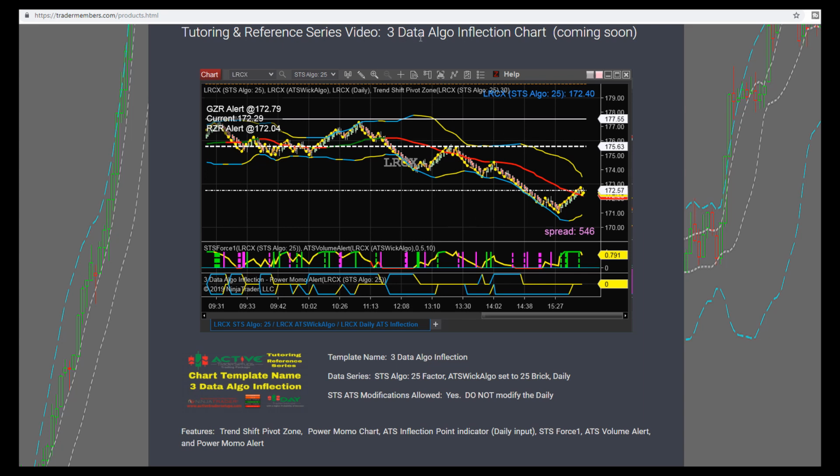That'll be shown right above the chart template on the page, and this will be the name of the video on the YouTube site that's shown right below the chart template on the page. So it's the Products page at tradermembers.com. That's open to the public as well.